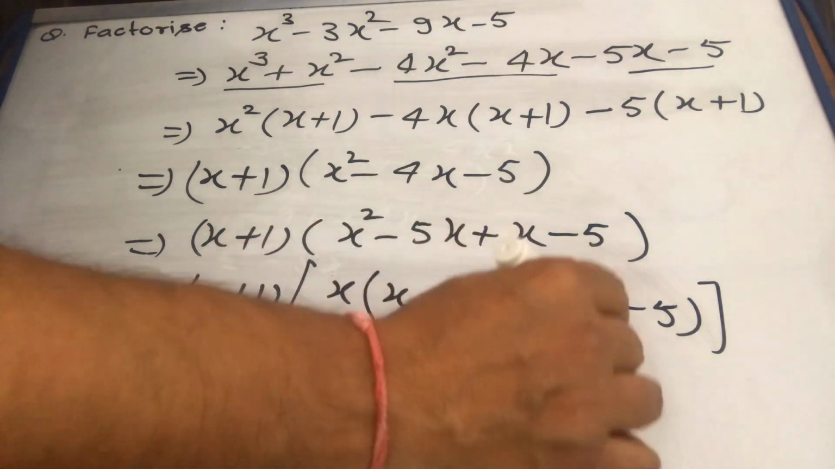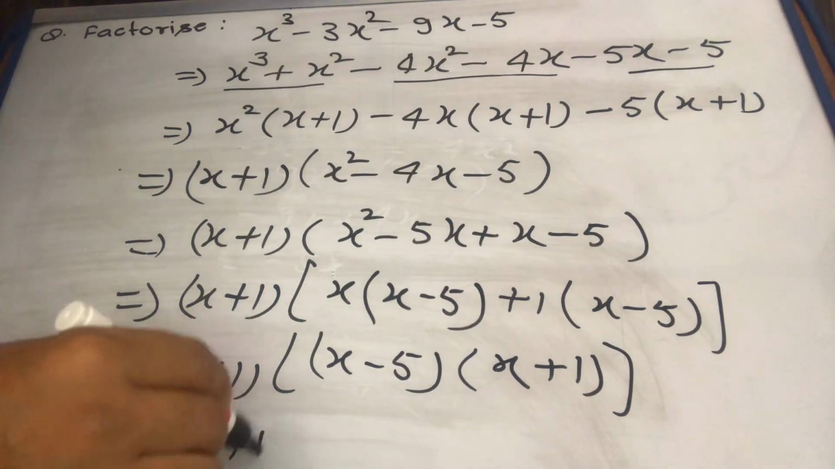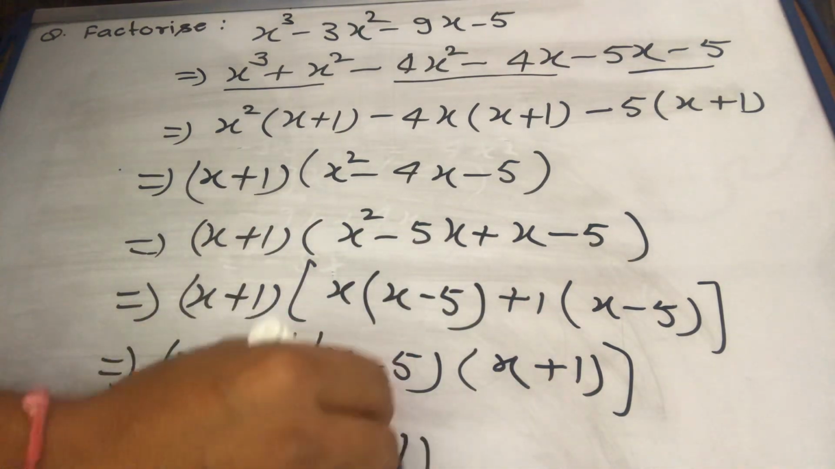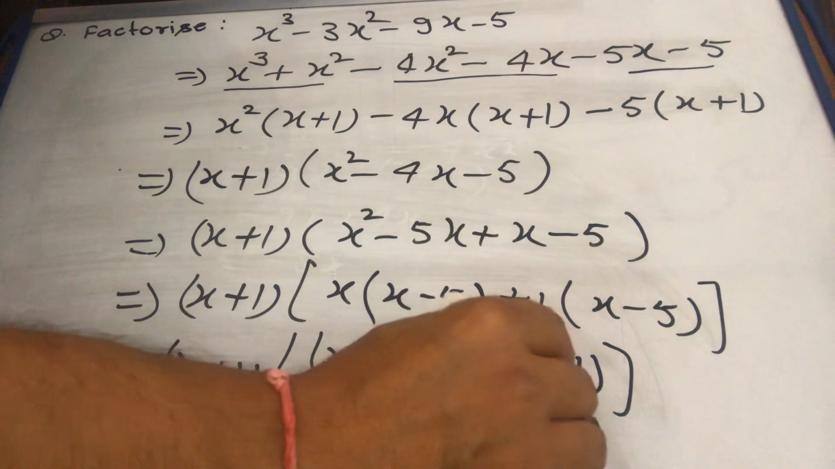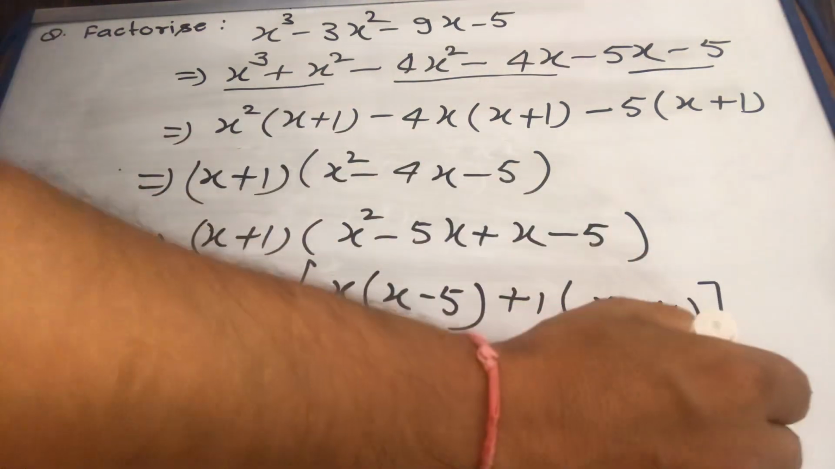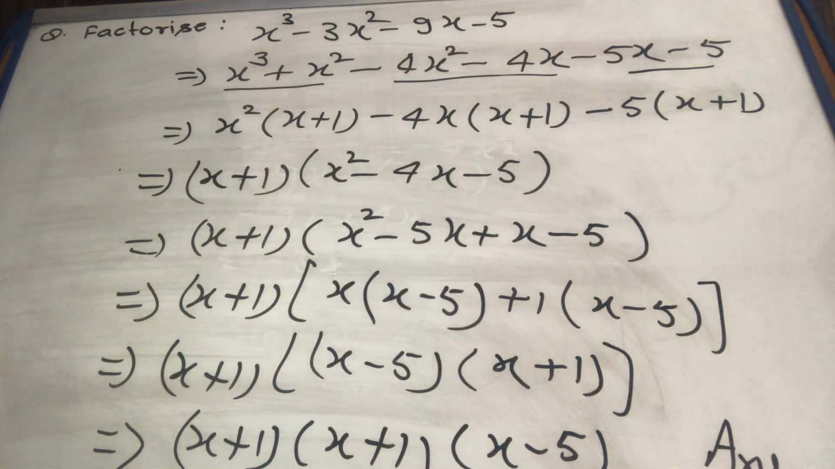So you can write this in ascending order. You will get x plus 1, and x plus 1 once again, and after that x minus 5. So this is the factor of the third degree polynomial, and this is your final answer. I think the steps will be clear, and this is such an easy trick and easy method to find the factors of a third degree polynomial. So thank you dear for seeing this video.